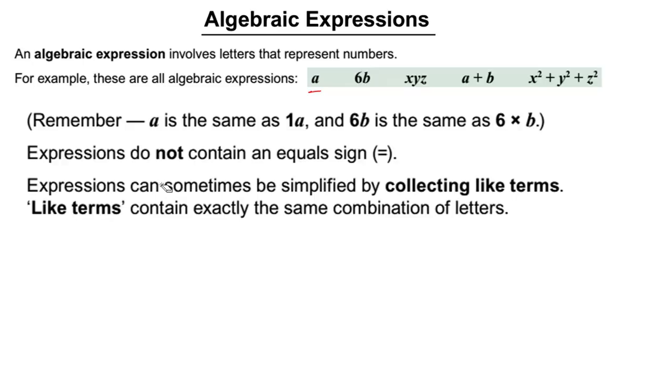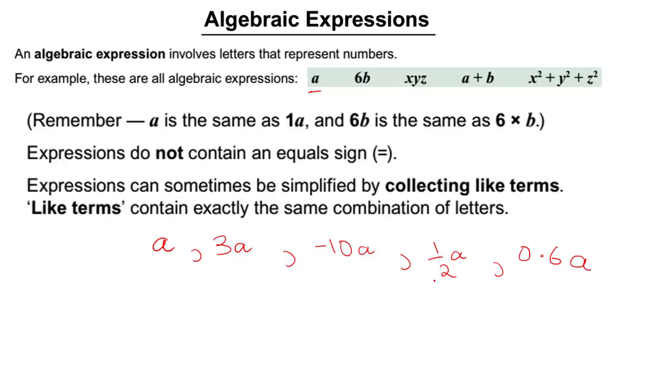Okay. Expressions can sometimes be simplified by collecting like terms. So like terms contain exactly the same combination of letters. For example, if I have terms that have A in them, say, for example, I've got A there, and I've got another term that has, say, 3A, and another one that has, for example, negative 10A, or another one that's got half A, or another one that has got 0.6A.